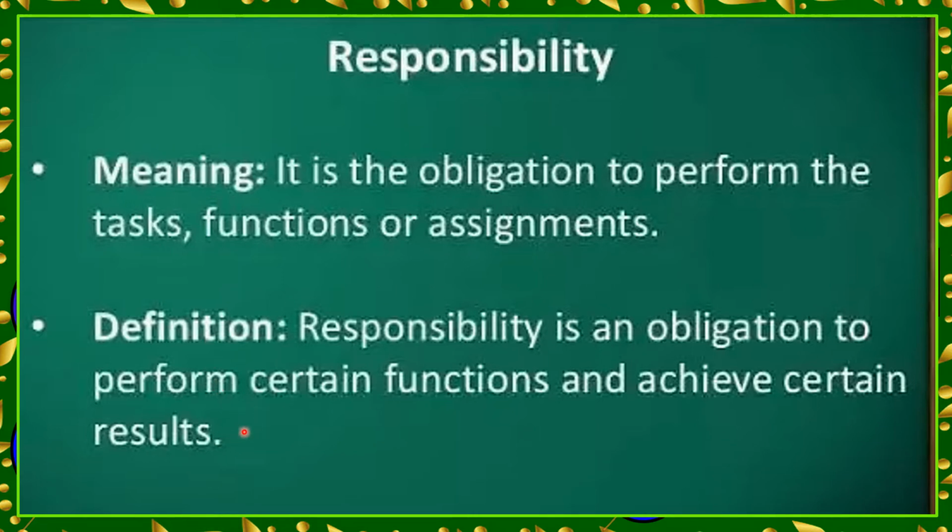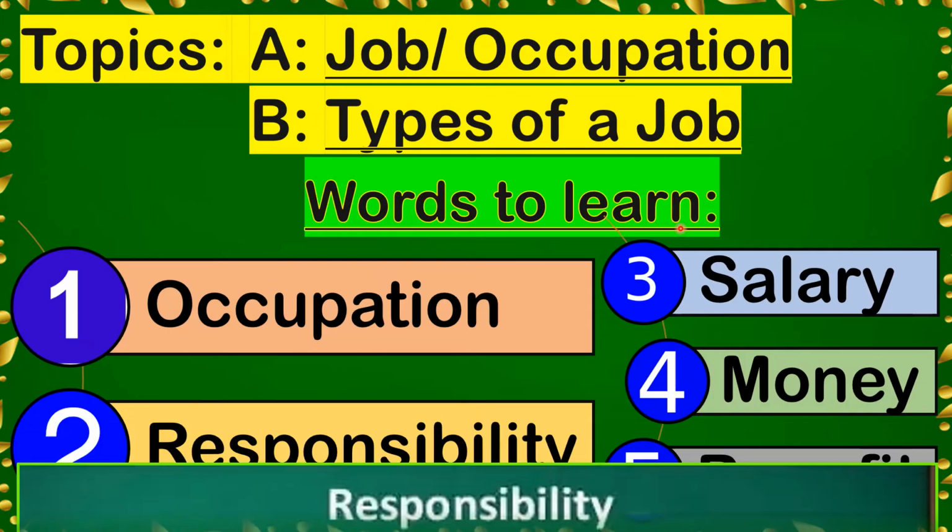Like, for example, in our word number one is job or occupation. It means work that you have to do. So, as a teacher, my job or my responsibility is to teach students and to give you activities to test if you have understood our topic or not.